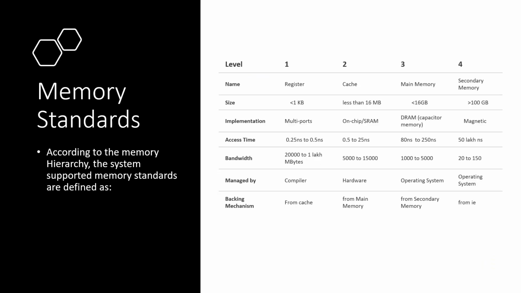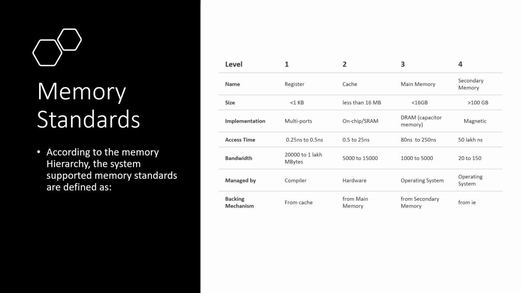Hi everyone, this is Palaash Padman, roll number 66, and today I'll be talking about memory standards. According to the memory hierarchy, the system supported memory standards are defined as: on level 1 we have register, on level 2 we have cache, on level 3 we have main memory, and on level 4 we have secondary memory. The size of a register is less than 1 kilobyte, of a cache less than 60 megabytes, main memory is less than 16 gigabytes, and secondary is greater than 100 gigabytes.